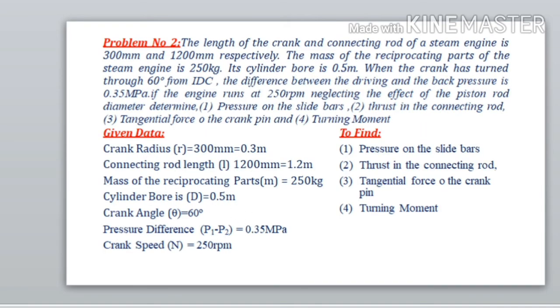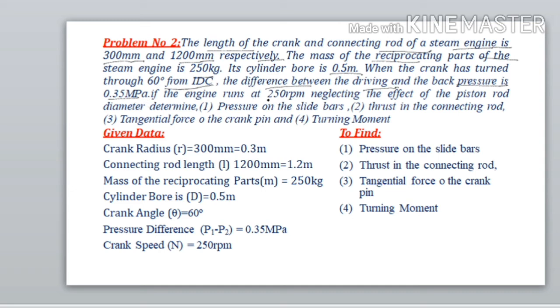Now come to the next numerical, that is, the length of a crank and the connecting rod of a steam engine is 300 mm and 1200 mm respectively. The mass of the reciprocating part of the steam engine is 250 kg. Its cylinder bore is 0.5 meter. When the crank has turned through 60 degree from IDC, the difference between the driving and the back pressure is 0.35 megapascal.